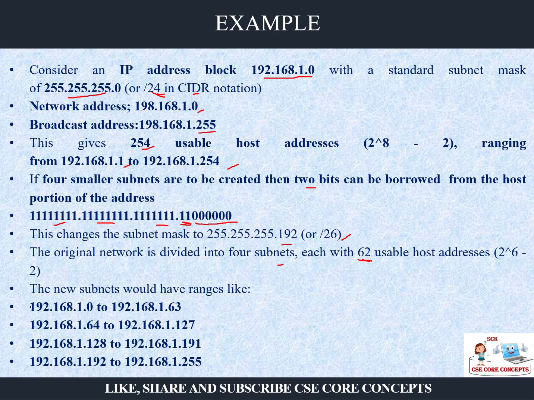Okay. So the first subnetwork will be from 0 to 63. The 0th address is the network address. Okay. Let us say from 1 to 63. Next is 64 to 127. The next subnetwork will be 128 to 191. And the last one will be 192 to 255, where 255 is your broadcast address.